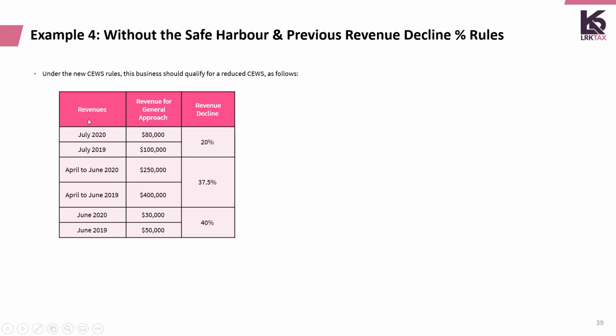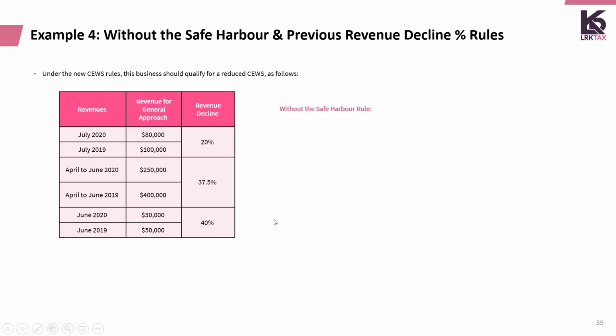Again, the revenues per month, 80,000 in July 2020, 100,000 in July 2019, for a revenue decline of 20%. We'll have April to June 2020, the 3 months, 250, for the same 3 months in 2019, 400. And to be more specific, in these particular months, June 2020 was 30,000, June 2019 was 50,000.